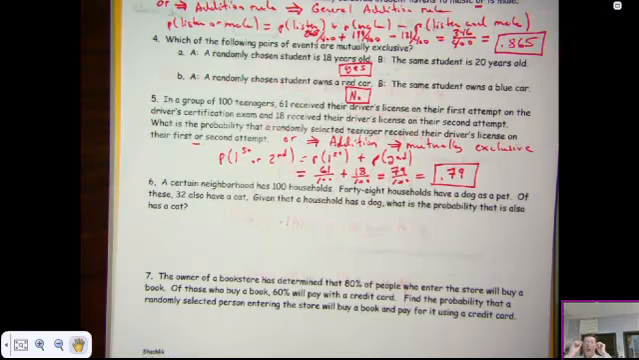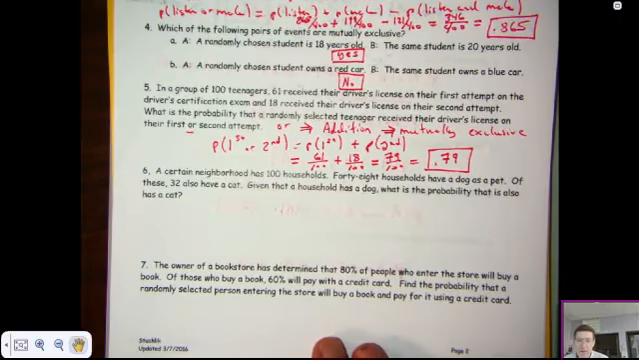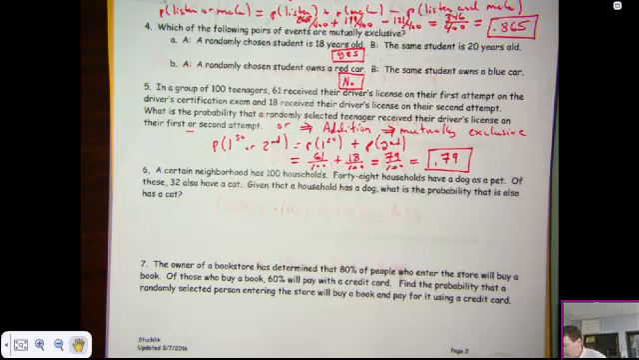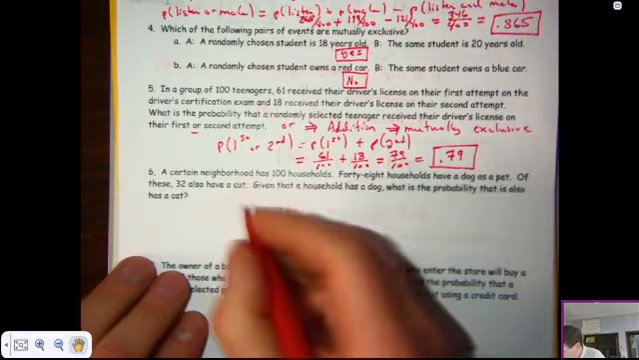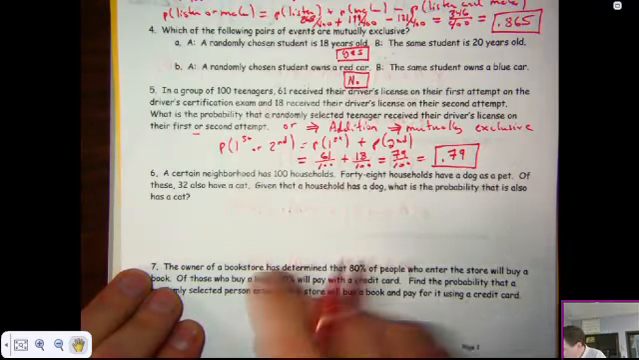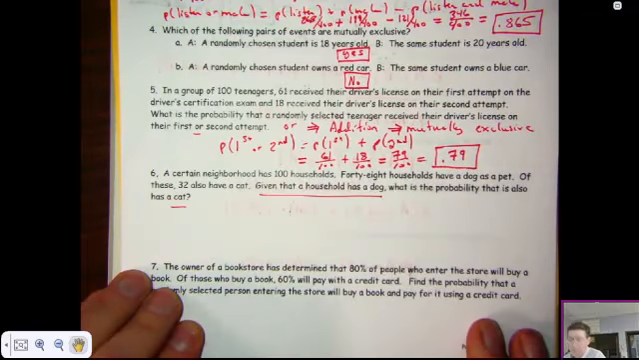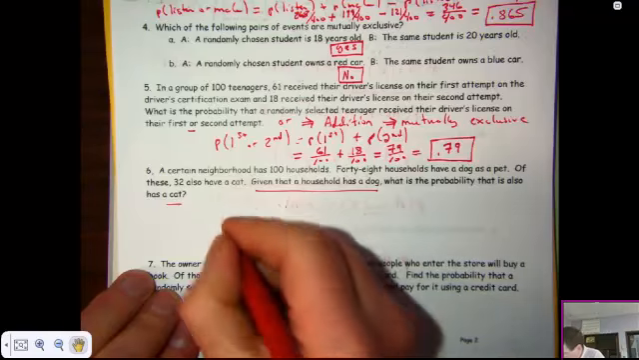Okay, so in a certain neighborhood, 100 households, 48 households have a dog as a pet. Of these, 32 also have a cat. Given that the household has a dog, what is the probability that it also has a cat? So what kind of problem is this? If you have a condition, it's a conditional probability. So we have to first recognize that. We want the probability of a cat given that it has a dog. We have extra information, so that makes it a conditional probability.